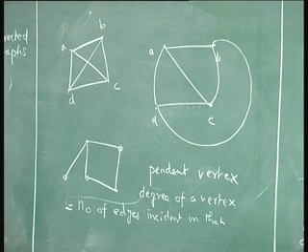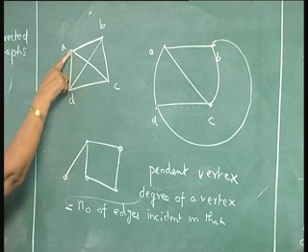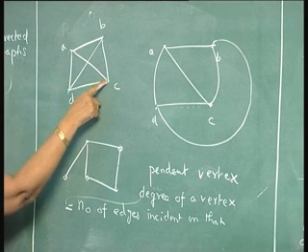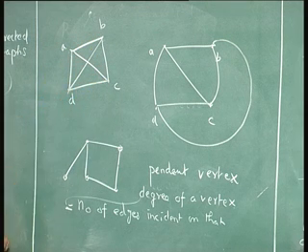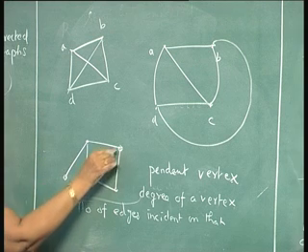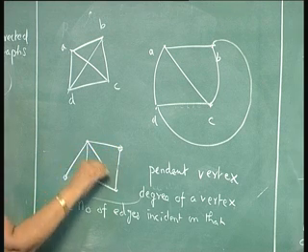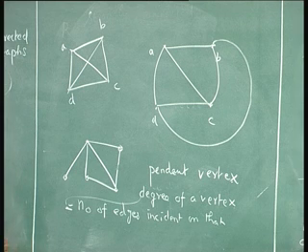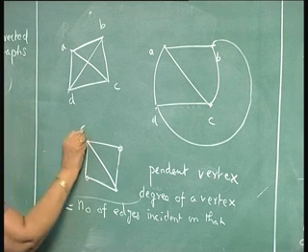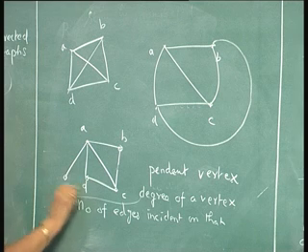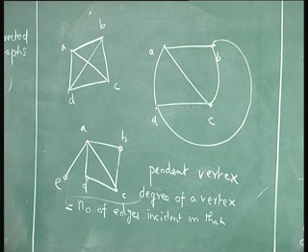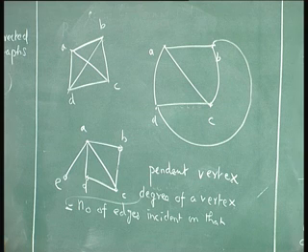For example, here what is the degree of A? 3, degree of B is also 3, degree of C is also 3, degree of D is also 3. And if you look at this matrix, I will draw like this. If you look at this graph, A, B, C, D, E, what is the degree of A? Degree of A is 4, degree of B is 2, C is 3, D is 2, and degree of E is 1. Okay. This is called the degree of a vertex.